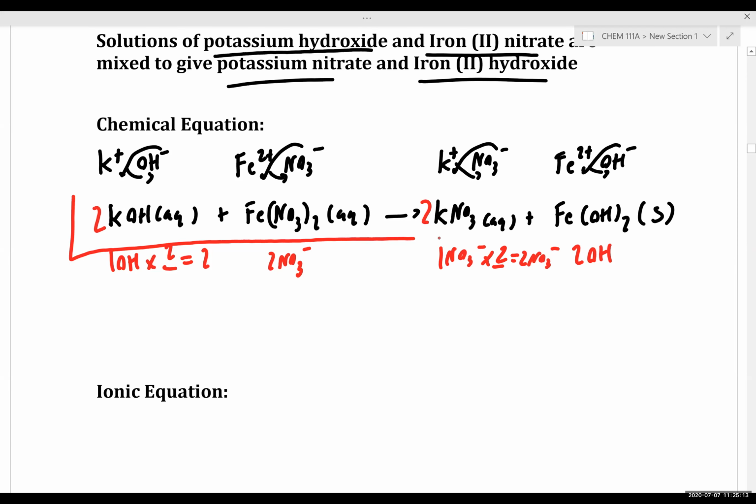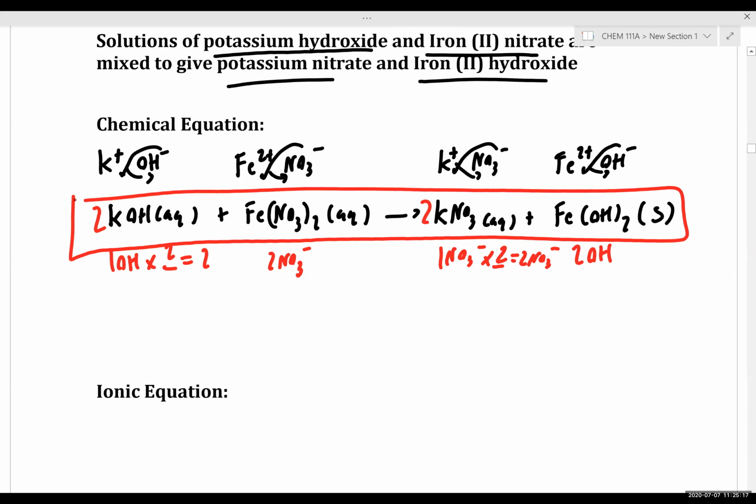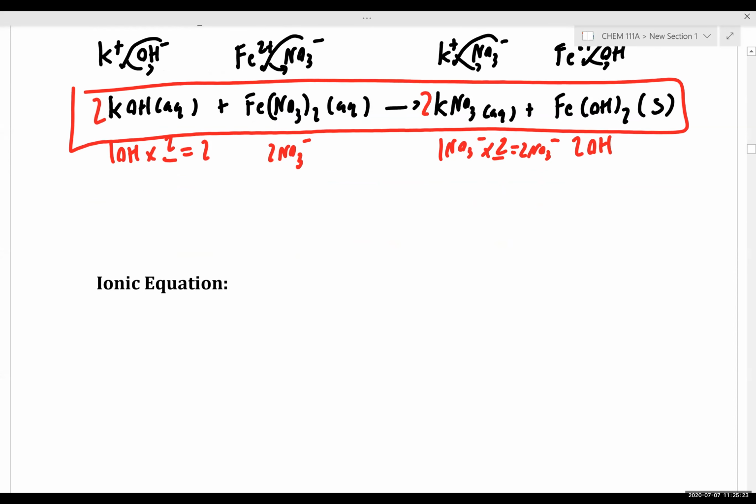So here we go. Here's our balanced chemical equation. Let's take about another 2 to 3 minutes and try to write out an ionic and net ionic equation. And we'll discuss this example in about 2 to 3 minutes.